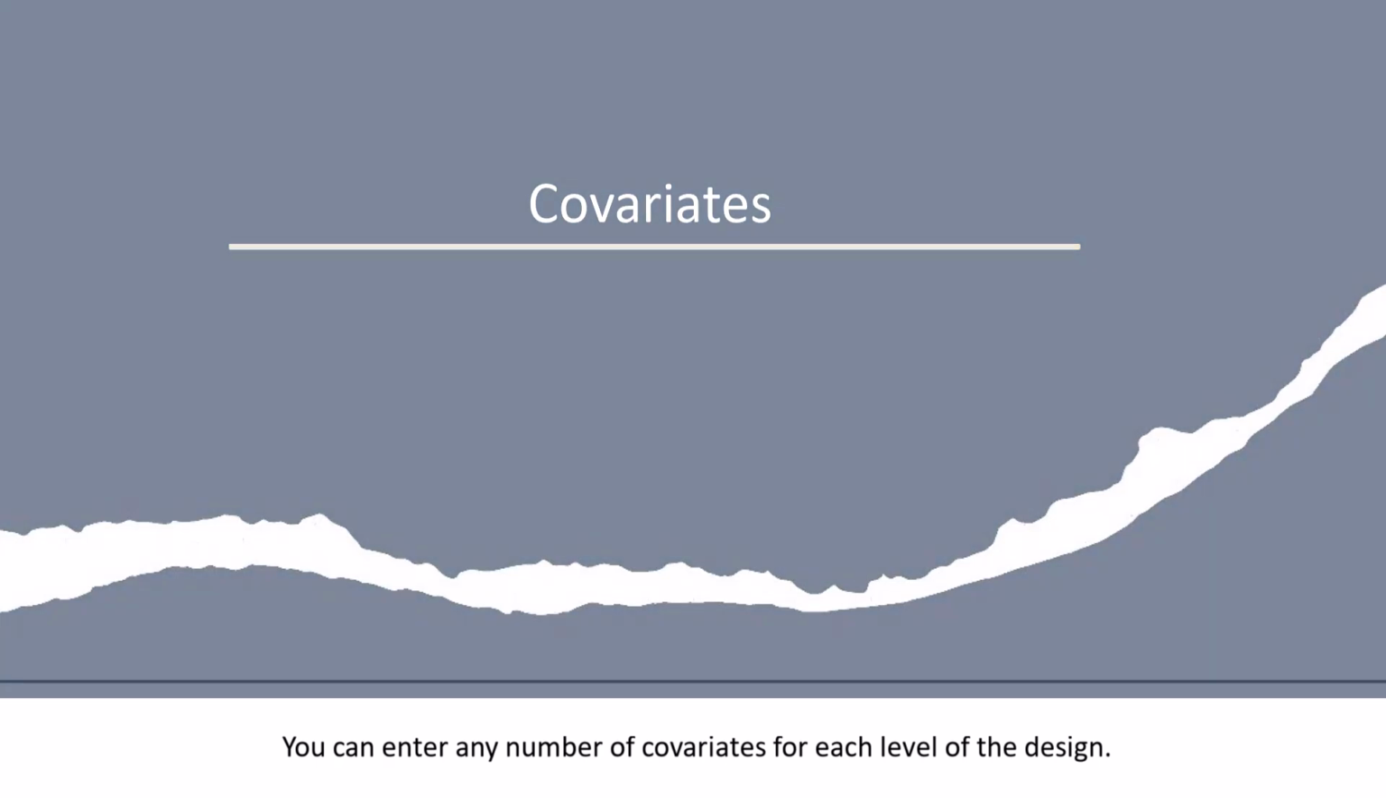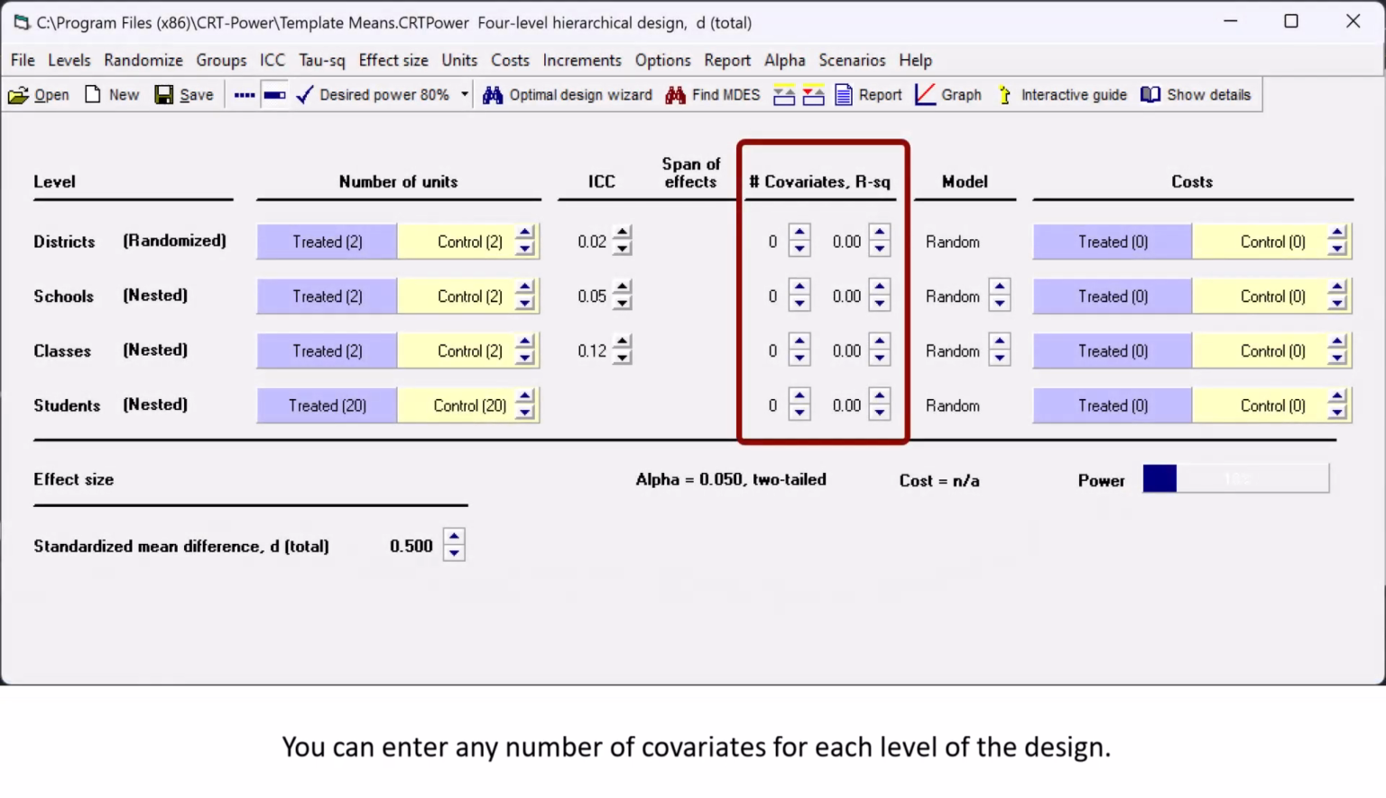You can enter any number of covariates for each level of the design. These covariates will reduce the error term, which can substantially increase the power. In this case, the mean SAT for the prior year may serve as the covariate.